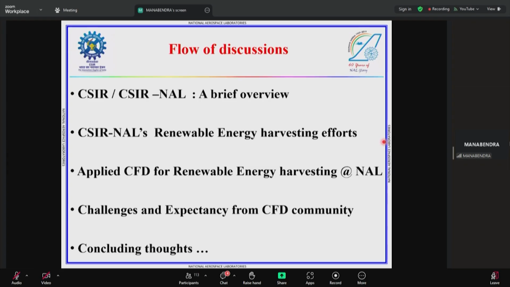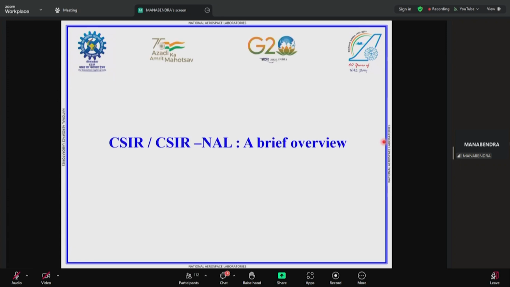FOSSEE is an umbrella under which there are a lot of open source software communities that exist. Right now we are talking from the point of view of CFD, but as you would see, many of the problems will need help from the other disciplines also. So how does the community help us in solving, or at least getting some hint on handling, those challenges, and then end the talk with a few thoughts of mine.